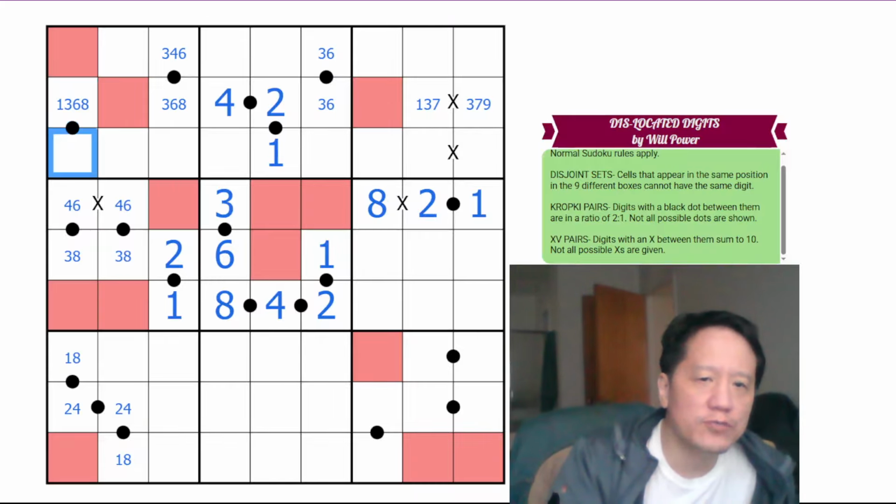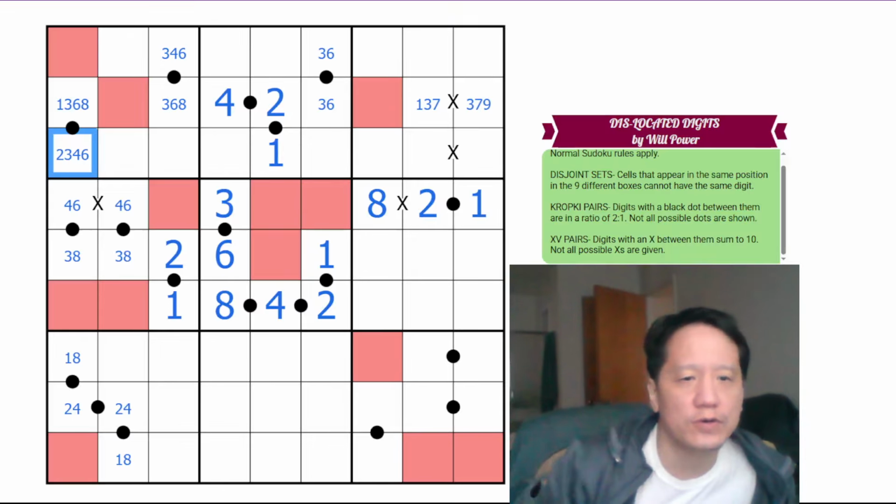One is in a 1 to 2 ratio with 2. 3 is in a 1 to 2 ratio with 6. 6 is in a 1 to 2 ratio with 3. And 8 is in a 1 to 2 ratio with 4.